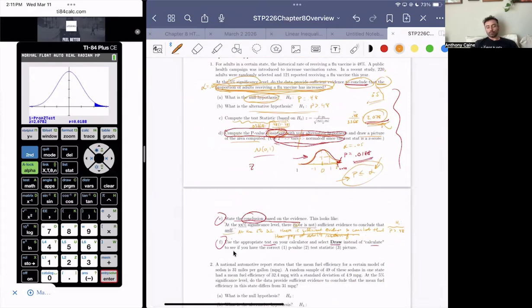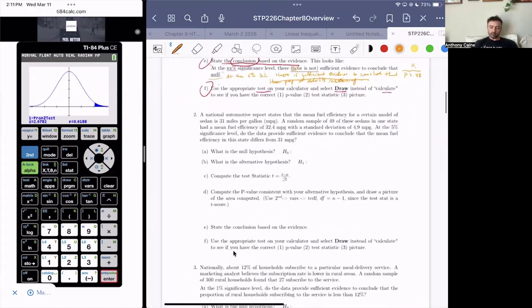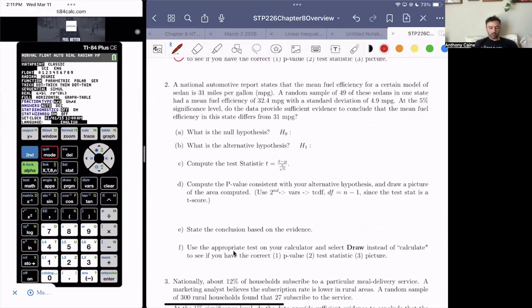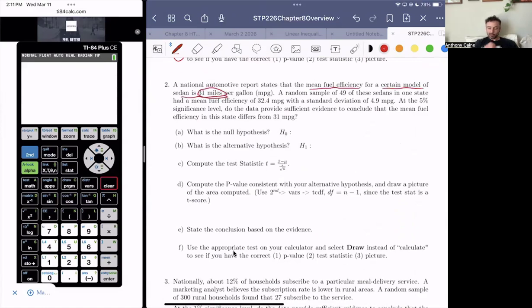All right. Cool. Let's do another. All right. National Automotive Report. Let me actually quit this out. Second quit and clear. Great. A National Automotive Report states that the mean fuel economy for a certain model of sedan is 31 miles per gallon. A random sample of 49 of these sedans.